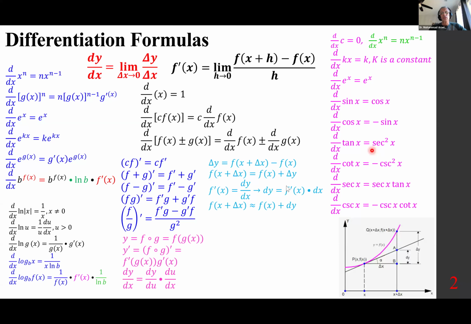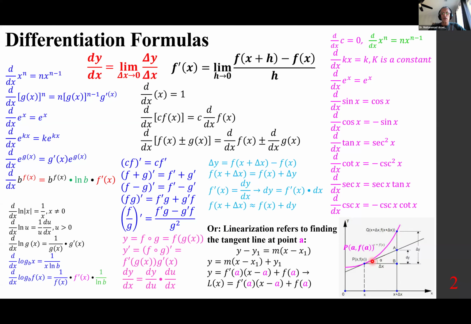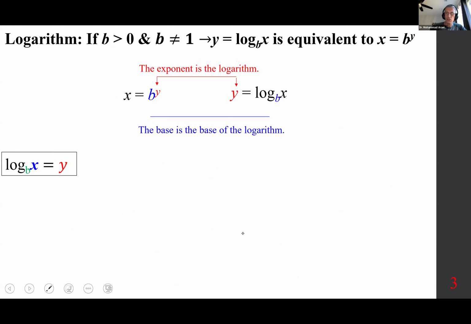Delta y versus dy: by definition, delta y is f of x plus delta x minus f of x, and dy is f prime of x dx. And if you pick a point and draw a tangent line and calculate that, that linearization refers to finding the tangent line. Then we have a lot of logarithmic properties that come from this simple definition.